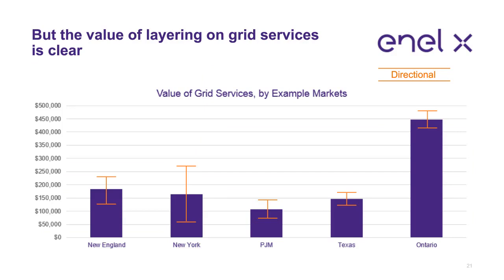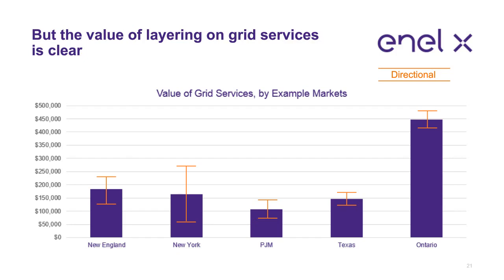But figuring out that product-market-asset fit is really important, because once you do that, the value of layering on grid services becomes really clear. This is just a few example markets, some of the big ISOs and RTOs in North America, showing indicative dollar per megawatt-year values. So for any given megawatt, you're seeing at least $100,000 in potential value if you could fully capture the different value streams available in those markets.